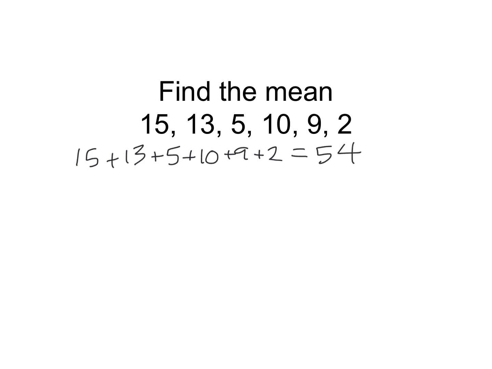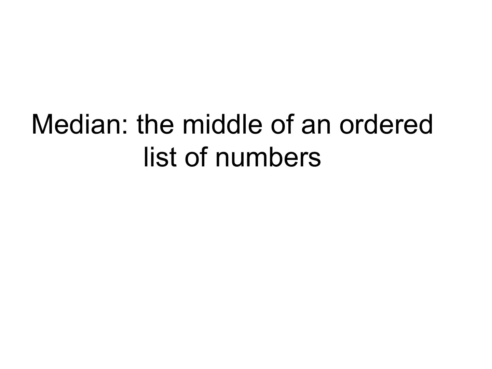Then my next step is to divide that by how many numbers I have. So I'm going to do 54 divided by, and I'm going to count. I have 1, 2, 3, 4, 5, 6. So I have 6 values. So 54 divided by 6 equals 9. That means that my mean equals 9. Make sure you turn your page.